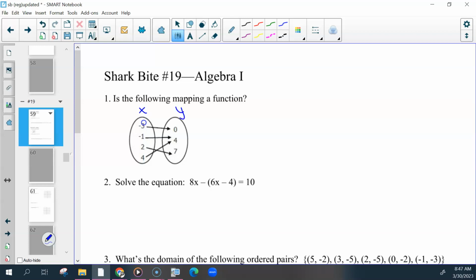When you see the arrow going from the x to the y, it can only go to one thing. So this goes to one thing, this goes to one thing, the 2 goes to one thing, the 4 goes to one thing. If any of the x values went to more than one thing, so like it had 2 arrows coming from it, then it would not be a function. But that's not the case here, so this is a function.